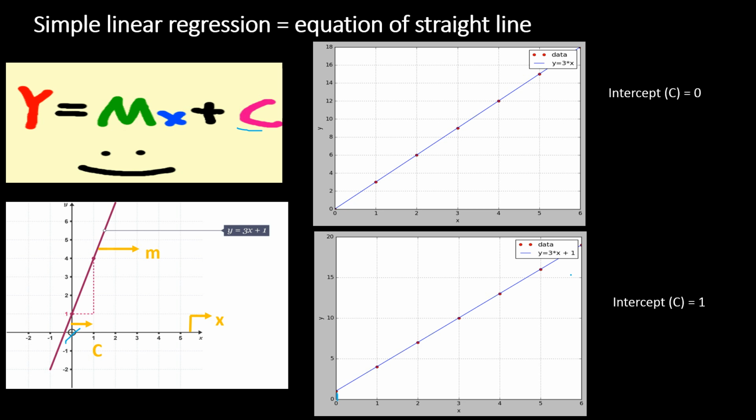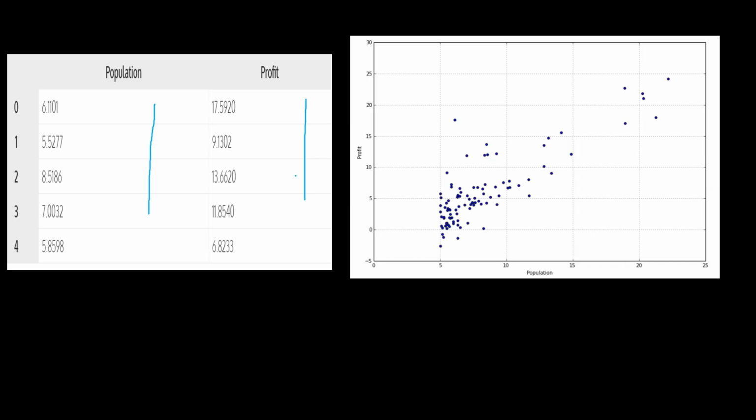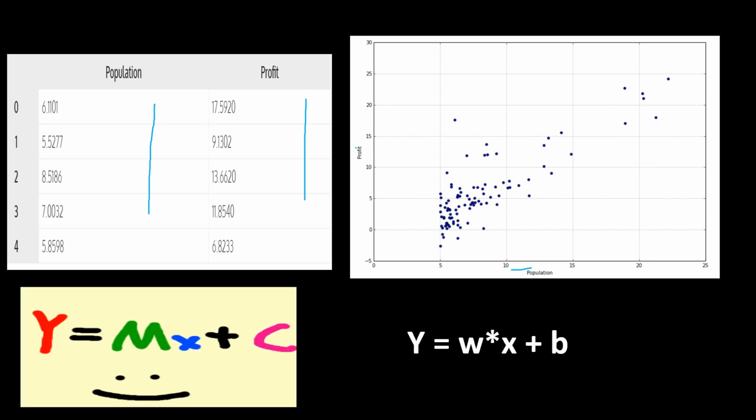So let's take an example. Let's consider we have a given data of the population of different cities, and based on the population, what is the profit of a food truck there. So these are the data points, plotting population on the x-axis and profit on the y-axis. Somehow we have to learn a model here, a linear model. So you can relate this with the straight line here.